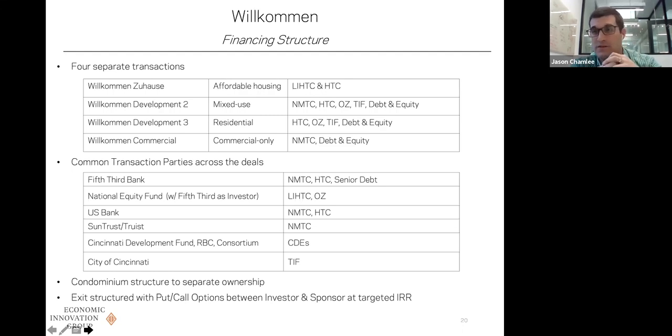Welcome In Development 3 is residential only. So we had a few buildings that were on side streets or kind of back streets that were not on commercial corridors, that did not have any commercial in them. So they're not eligible for new markets tax credits.